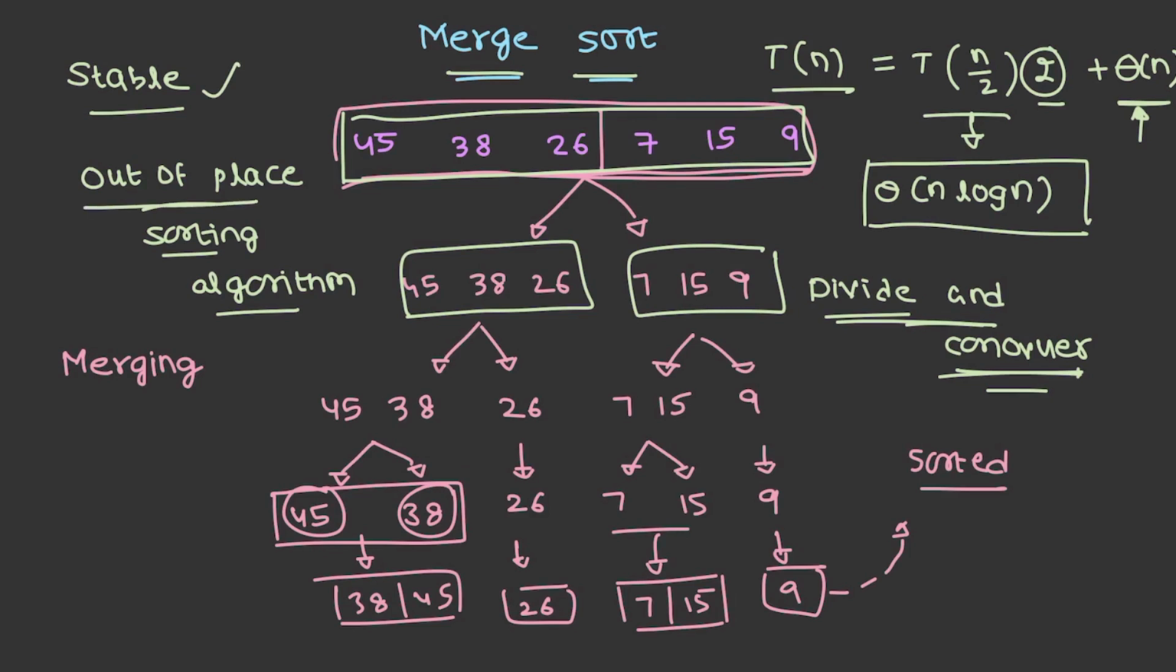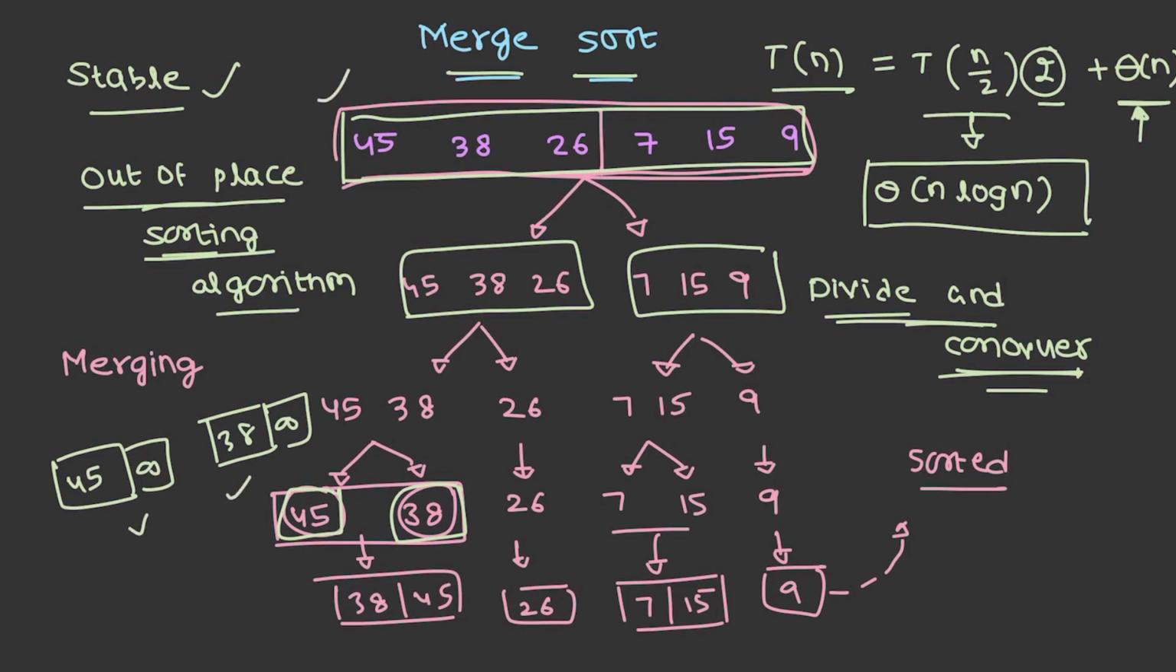If we just observe, it is an out of place sorting algorithm, because if you remember, while we are merging at each and every stage, suppose I am merging 45 and 38, I need to create a separate list for 45 and 38 which are followed by infinity. So these are the extra space other than the input which I have been using for the completion of the algorithm. As I am using some extra memory, this is called an out of place sorting algorithm.